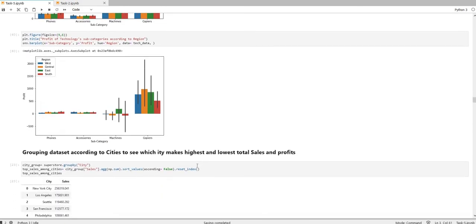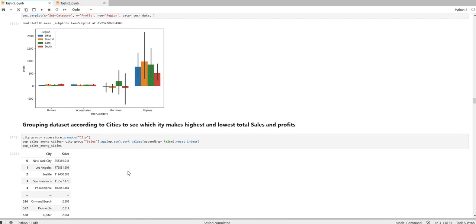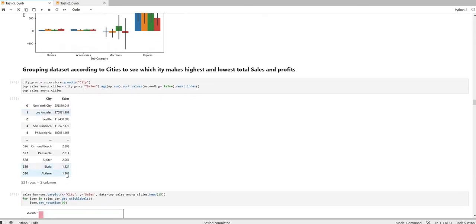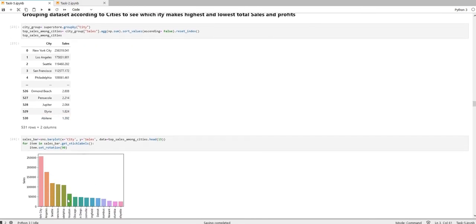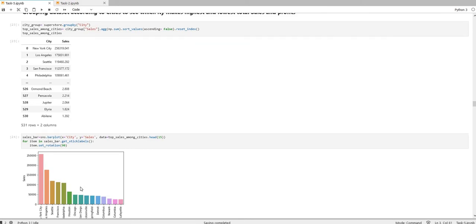Now let's group the data according to city. We see that New York City has the highest total sales, about 256,319, then Los Angeles, and at last Abilene. Here is the plot of 14 values of highest sales in descending order.